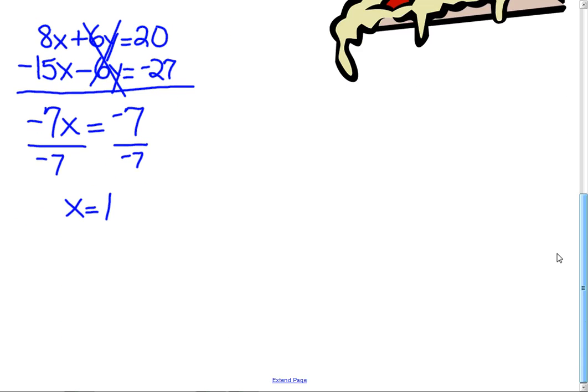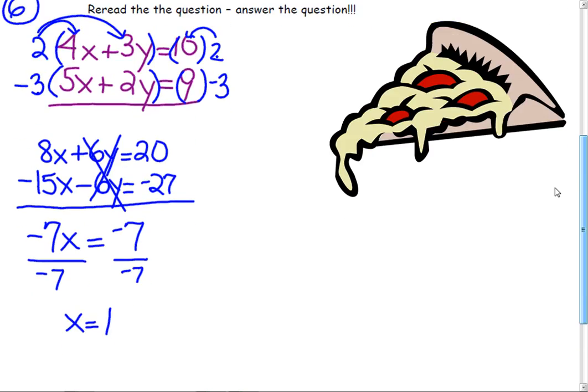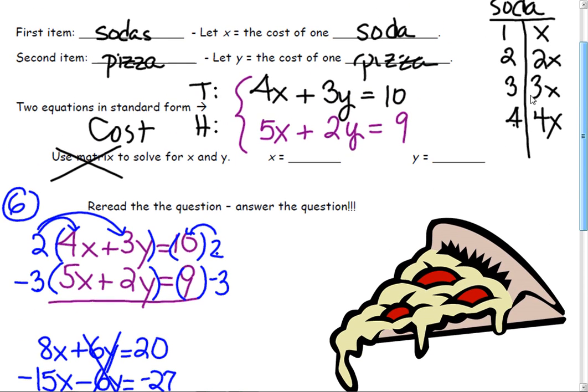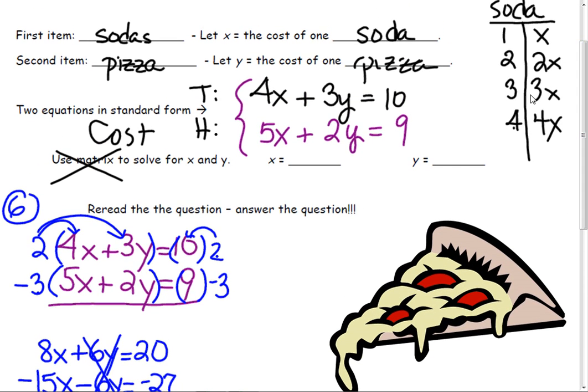What is x, Ted? What does x stand for? Do you remember? Yes, we have it right up here. Oh, x stands for the cost of a soda. A soda for $1. Is that a good price today? Yeah. It's a pretty good price. How about a slice of pizza? What does that cost today?